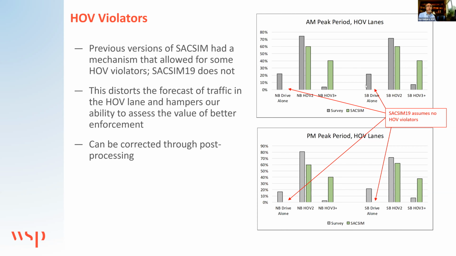And so that would distort the forecast for the HOV in a managed lane. And one of the things is it would hamper our ability to assess the value of better enforcement if you were able to eliminate the HOV violators. This we chose not to try to fix within SACSIM, which would have been very complicated, but we did fix it through post-processing when we got to the next stage.